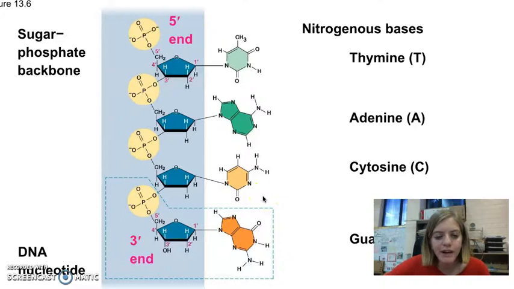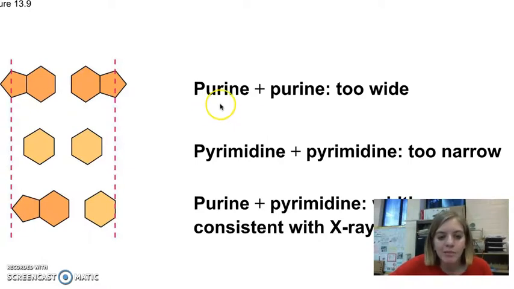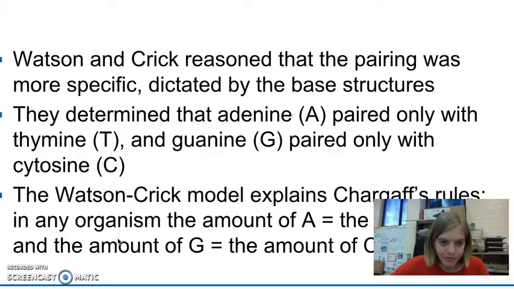So if we tried to pair 2 thymines together, it would be two 1-rings, but if we paired 2 adenines together, it would be two 2-rings, and so it wouldn't be uniform across the whole structure. So if you had 2 purines together, it would be too wide. 2 pyrimidines would be too narrow, but they discovered that a purine and a pyrimidine was really consistent with the X-ray data. And so in doing this, they determined that adenine always paired with thymine and guanine always paired with cytosine. So adenine and guanine are our purines, the 2-ring structure, and thymine and cytosine are our 1-ring pyrimidine structures. And this gives us a uniform width.